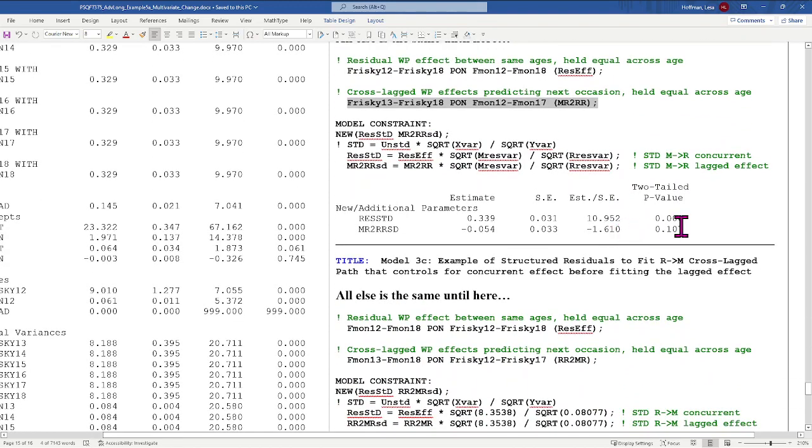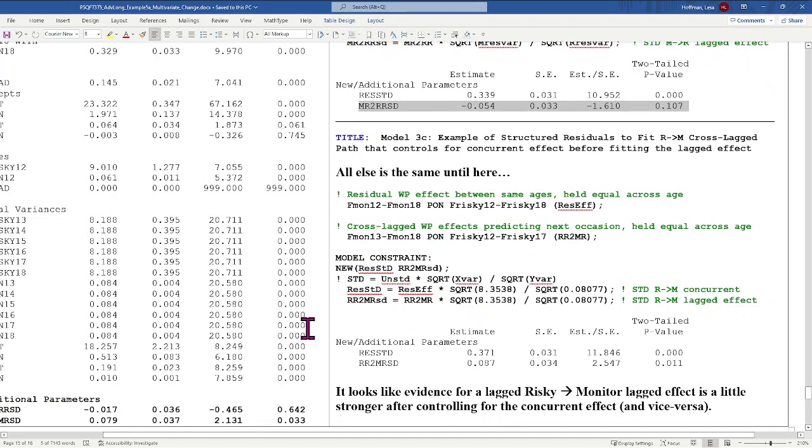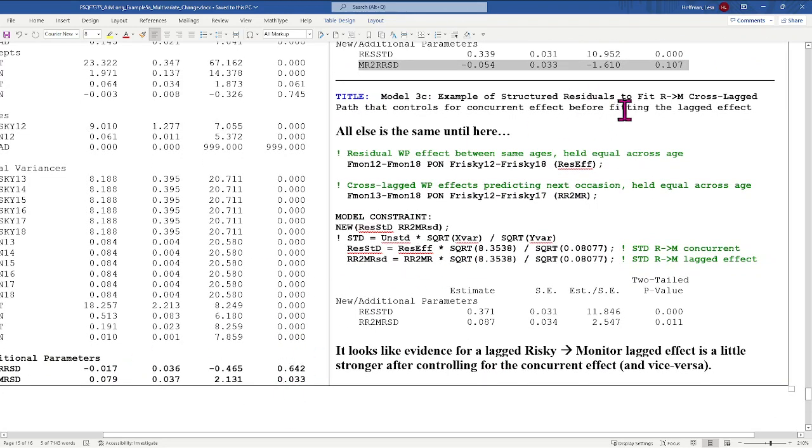And here are the results. The concurrent effect is significant, as we have seen throughout these examples, and the relationship of monitoring predicting risky behavior in a lagged fashion looks like it's a little bit stronger than what we saw in the previous model, in terms of at least the p-value. If I go the other way, it looks like then we have risky behavior predicting monitoring at the same occasion, and then this is at the lagged occasions, and we see the same pattern. It looks like the evidence actually gets a little bit stronger for a lagged relationship after controlling for the concurrent relationship, which makes sense since the concurrent relationship would reduce the residual variance and then potentially reduce the standard errors for the lagged relationships.